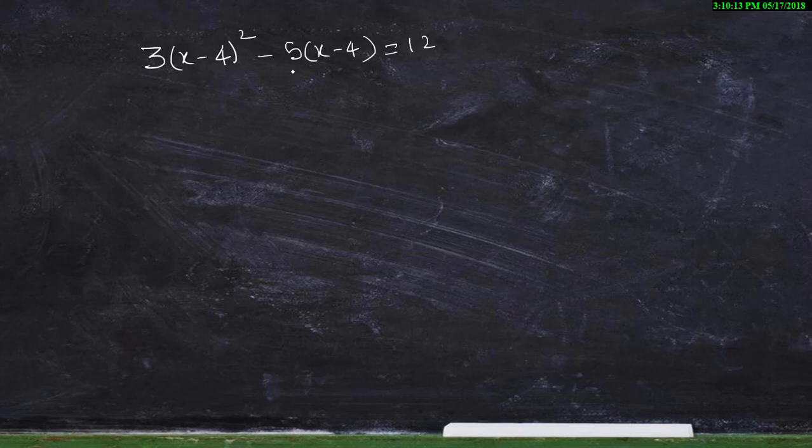So, 3 into (x minus 4) whole square minus 5 into (x minus 4) is equal to 12. See, I'm first telling the normal method, how people will solve it. Normal method.